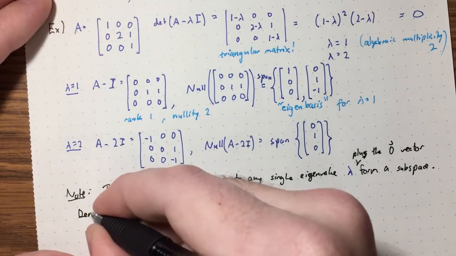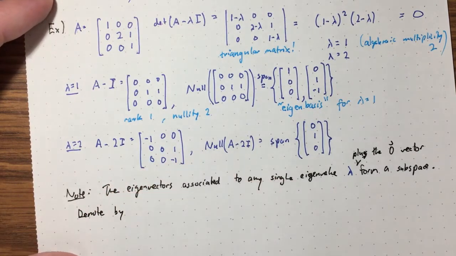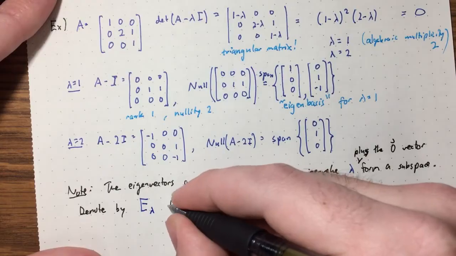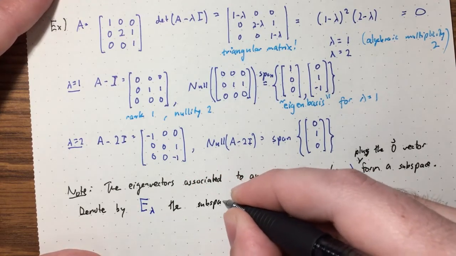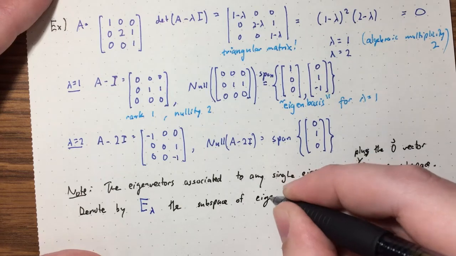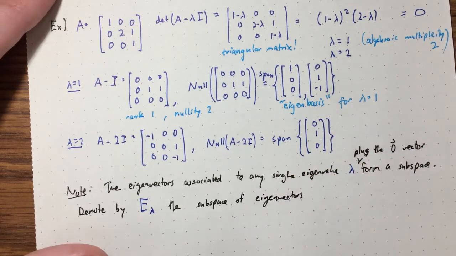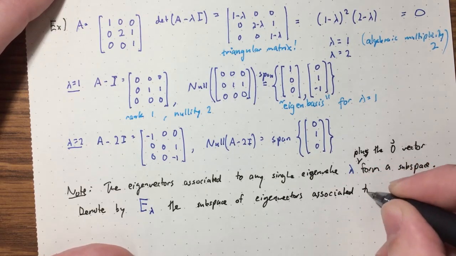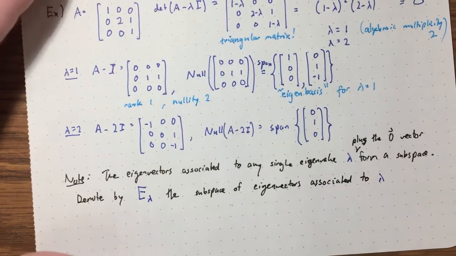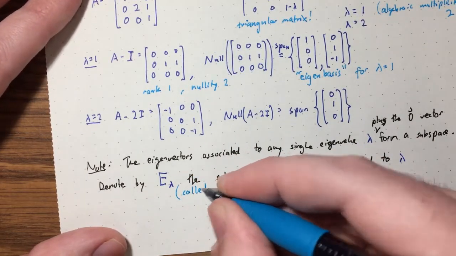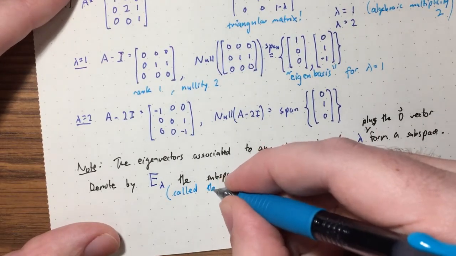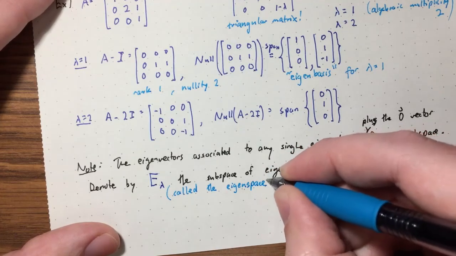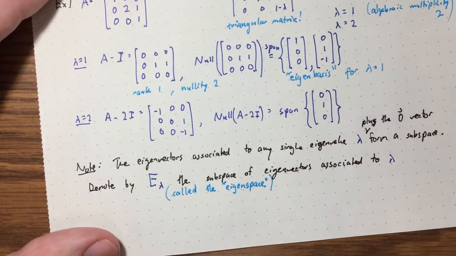And so I'm going to denote by E the subspace of all eigenvectors associated to lambda. And this is sometimes called, again, I don't want to throw too many terms at you, but this is called the eigenspace. Eigenspace associated to lambda.